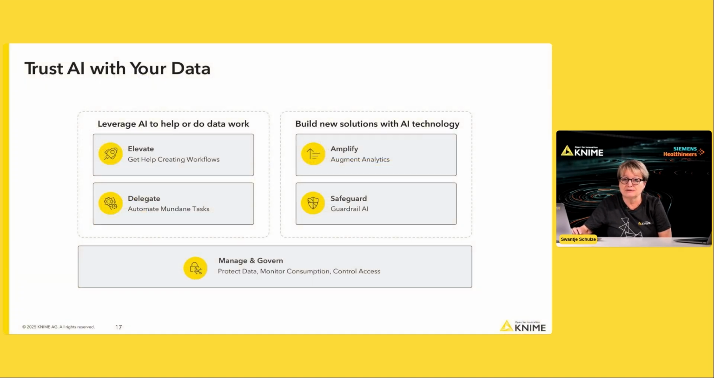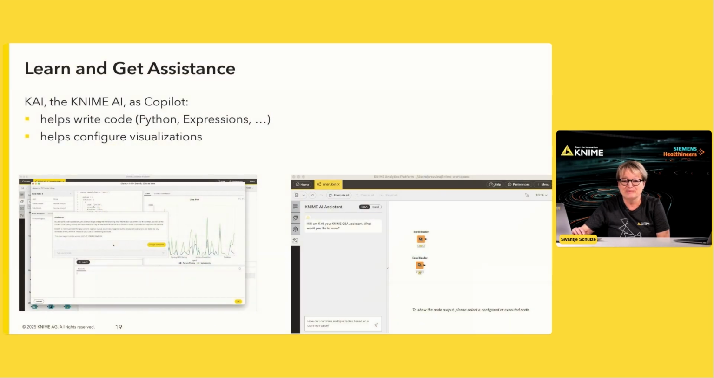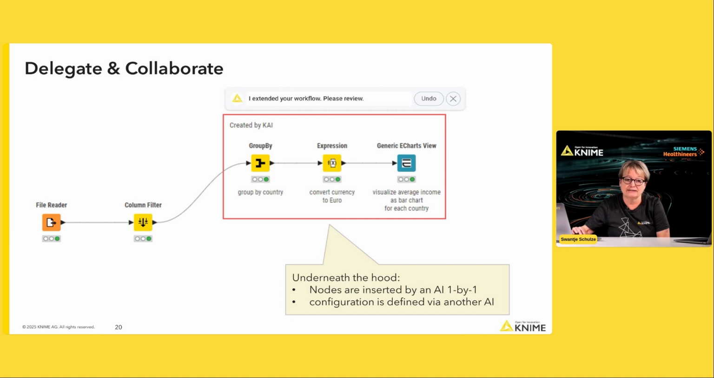There are a couple of ways that you can use GenAI, and let me start with the first two, elevate and delegate, because Knime has a sort of co-pilot built in. We call it the Knime AI, in short, Kai. With Kai, you can learn how to use Knime by asking questions. Which node do I need for this? Can you help me build a data app analytics graph? Can you help me code in Python? And you can even delegate full tasks and say, can you please write the following workflow for me? This is what I want to achieve. And the Knime AI, Kai, will do it for you.